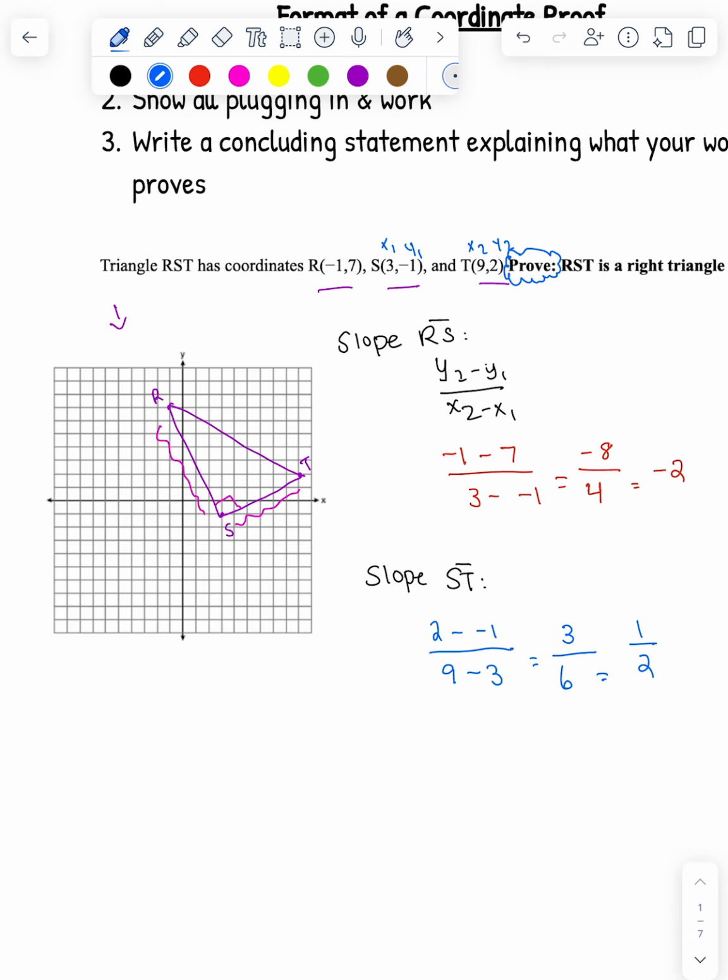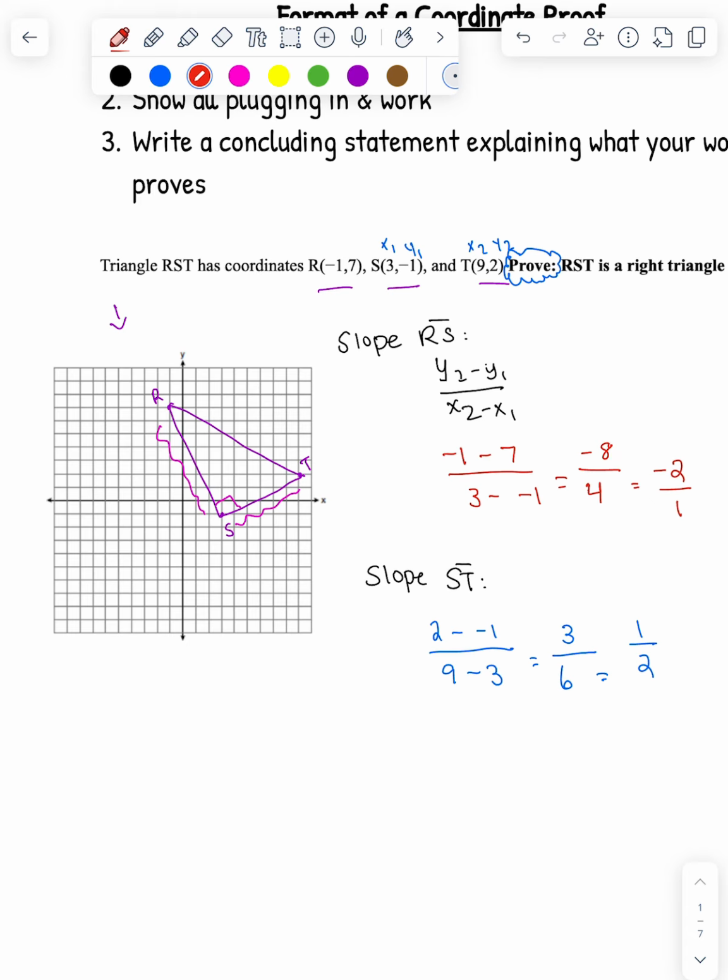And now let's look at the slopes and see if we can find a relationship between them. It might be easier to see the relationship if you put this one over 1. But notice how one's a negative and one's a positive, so they're opposite signs. And notice how one is the other one flipped over. We have 2 over 1 and then 1 over 2. It's the reciprocal flipped over. So they have an opposite reciprocal relationship, or a negative reciprocal relationship, and that indicates that we do have perpendicular lines. Perpendicular lines have opposite reciprocal slopes.